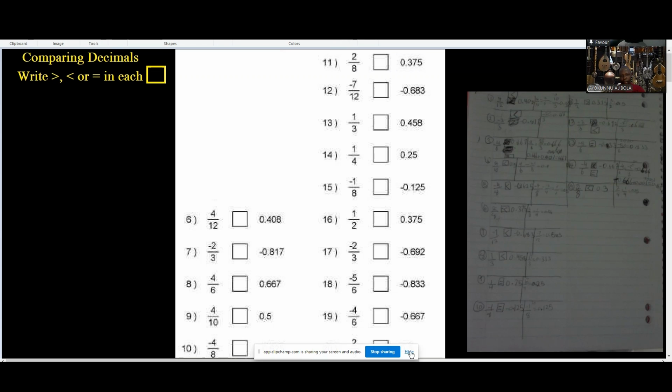Here, the first one says 4 over 12. So I'm changing that to decimals to compare whether it's equal or greater than the other one. So 4 over 12.